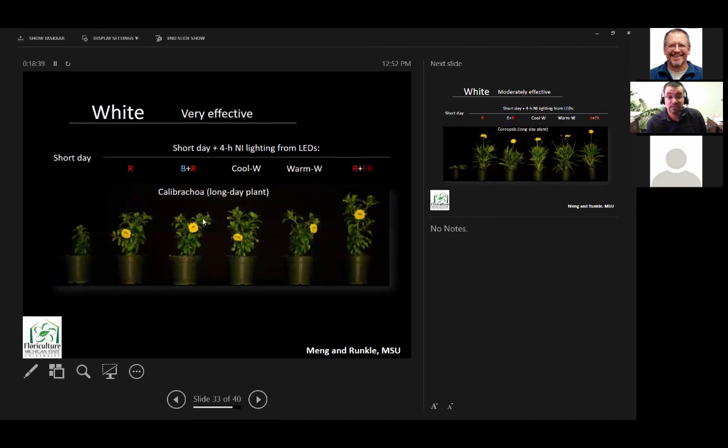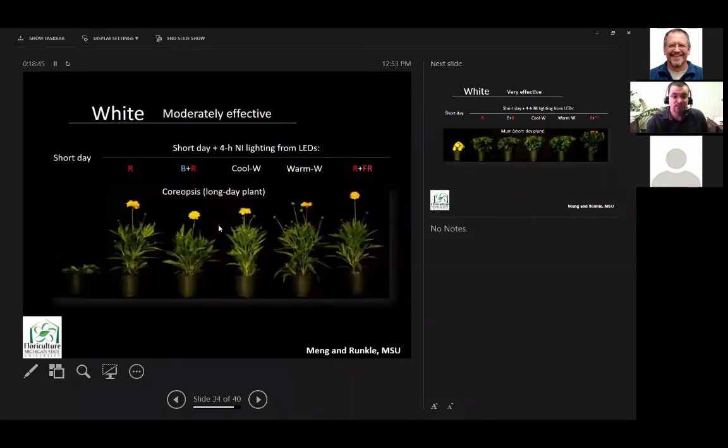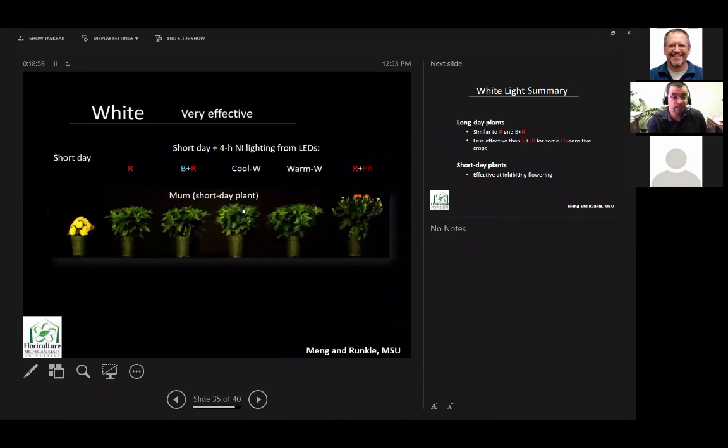We also see that providing red light alone or red light with blue light are also effective. But of course, there's always exceptions. It was moderately effective with other species such as Coreopsis. You don't necessarily have the same flowering responses as you do with the red and far red LEDs. And white LEDs are very effective at keeping short day plants such as mums vegetative. We can see that the plants are vegetative, similar to providing red light alone. Here, we see that when we provided mums with red plus far red light, they're flowering. So again, with short day plants, red light is much more important.